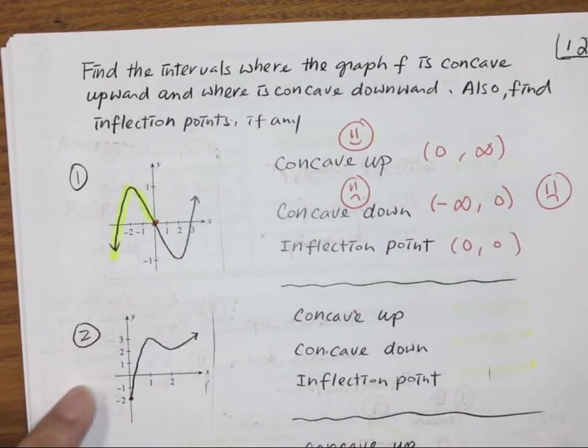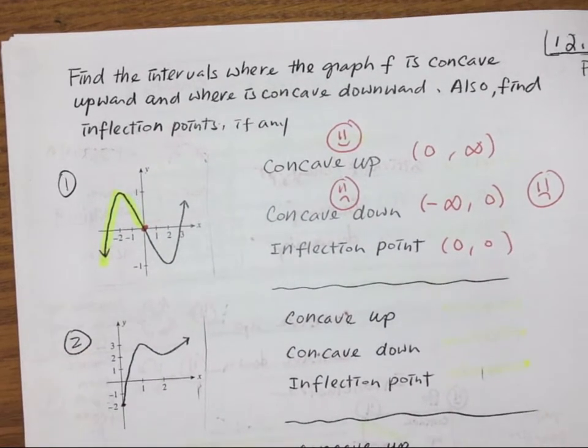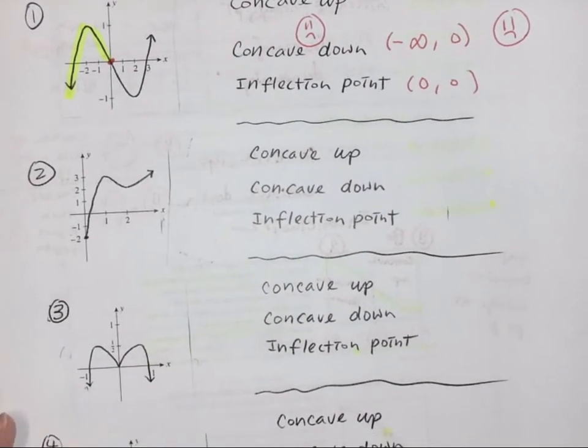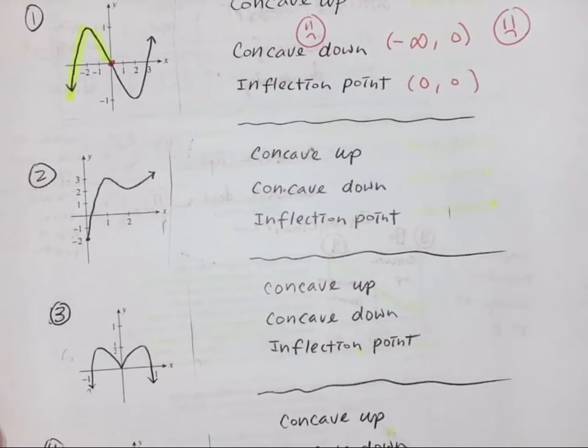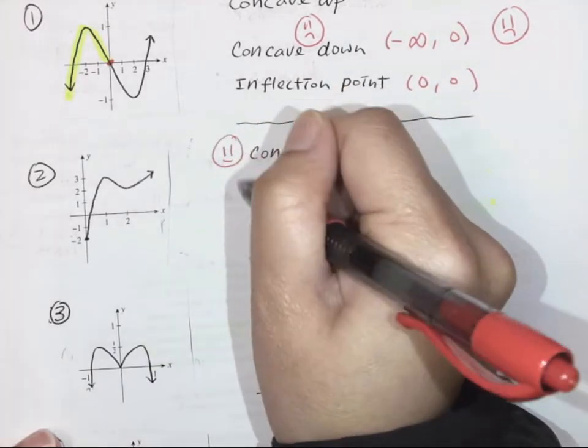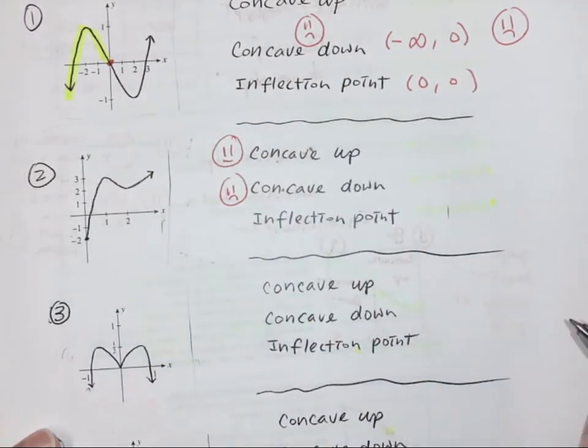Are we okay? If you want to, you can stop the video and try some of this. Again, it's kind of easy to make a mistake, so be extra careful. Okay, for number 2, again, concave up, concave down, inflection points.